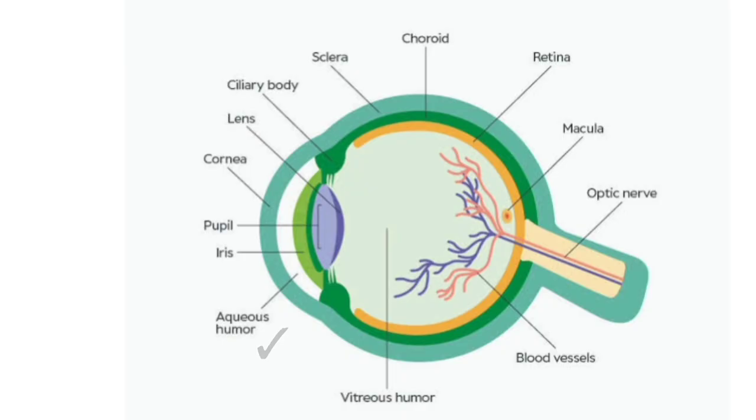Then we also have the aqueous humor. This is the clear fluid between the cornea and the lens, and it fills the anterior chambers of the eye. It also provides nutrients and maintains pressure. And we also have the vitreous humor, which is the jelly-like substance filling the large central cavity of the eye called the vitreous chamber, and this is found behind the lens. It helps to maintain the shape of the eyeball.